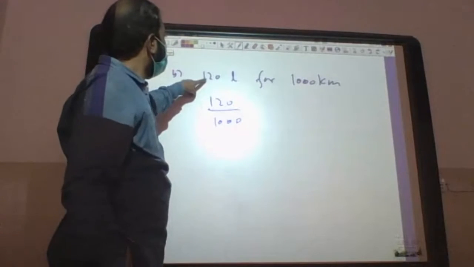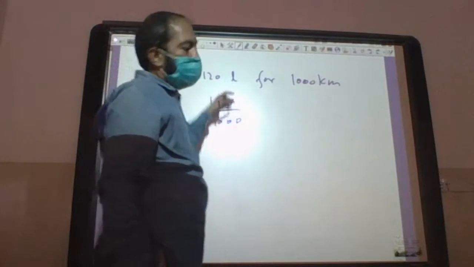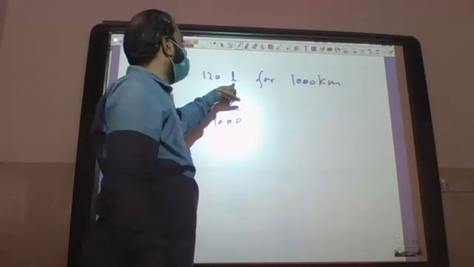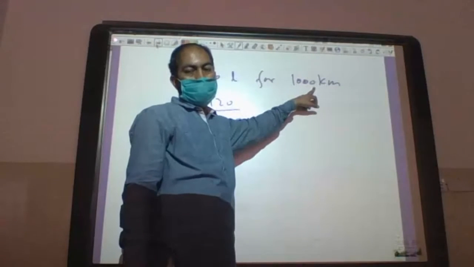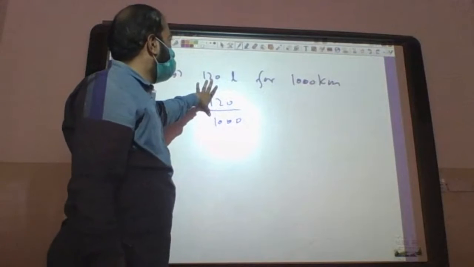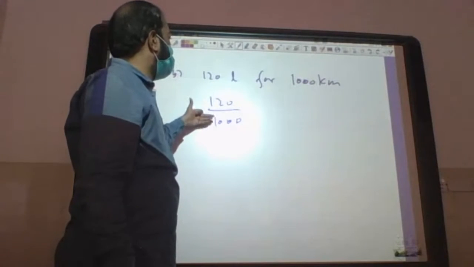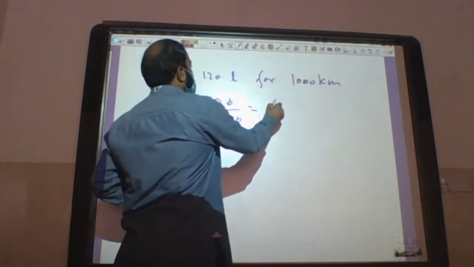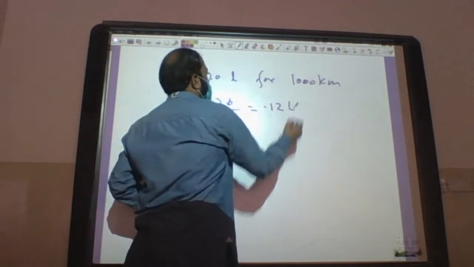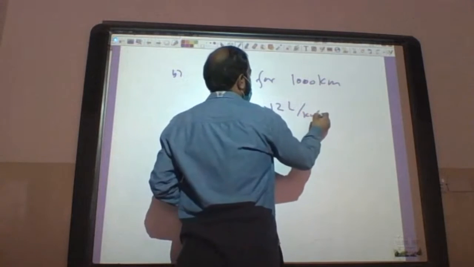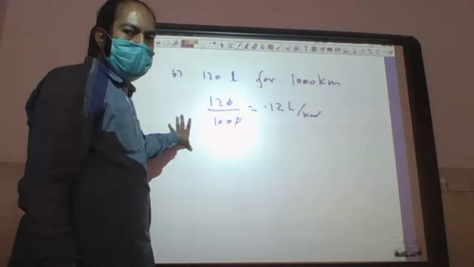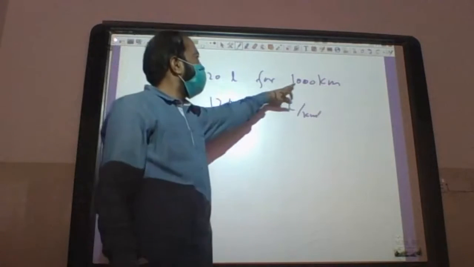Now, 120 liters, for any vehicle like a bus, it's taking 120 liters for 1000 kilometers. That much petrol is consumed for 1000. I will divide 120 by 1000. So this will cancel out to 0.12 liter per kilometer. Clear? 120 liters for 1000 kilometers.